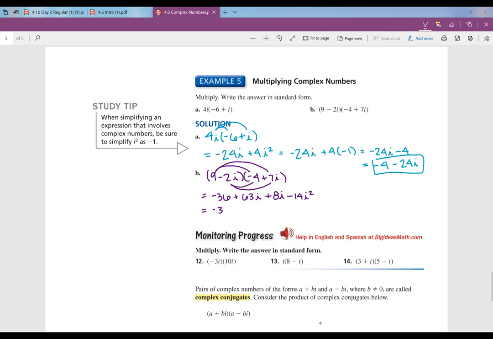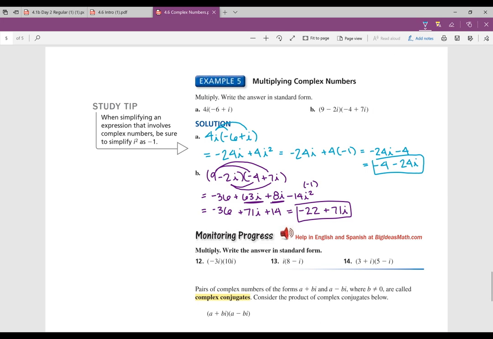Okay, so we have -36. Now we have 63i plus 8i, and that's going to be 71i, right? Those are like terms, so we can combine them. And then -14i squared, well, we know that i squared is -1. So really, we're going to have plus 14. That means we have -36 plus 14, and -36 plus 14 is -22. And we have our plus 71i. That would be our answer to B.